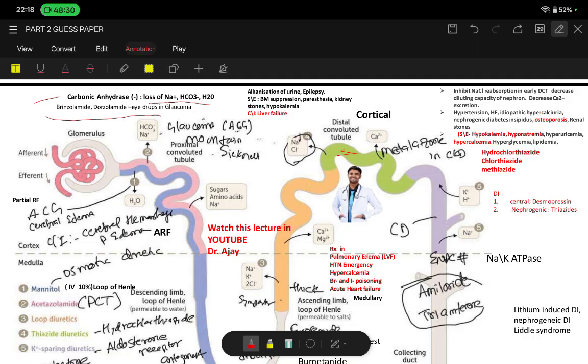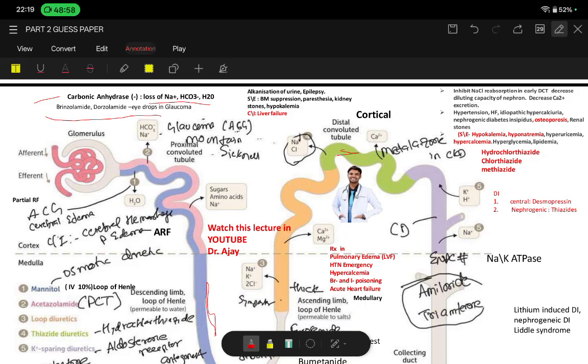Next one, you see mannitol. Mannitol will work on the PCT and also on the loop of Henle, but it acts more on the loop of Henle. If anyone asks which is the best one, then you have to mark the descending loop of Henle, where mannitol acts more.